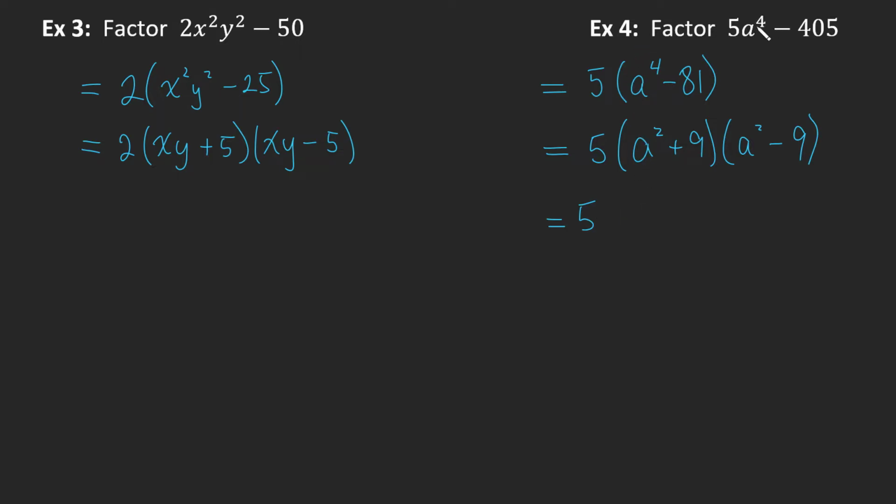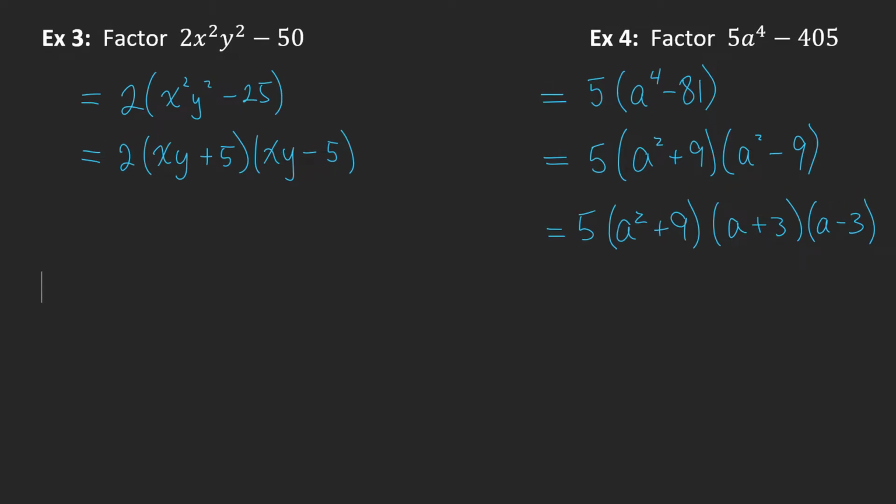So I had the GCF of 5, took it out. I ended up with a binomial that is a difference of squares. So I factored that out. That left me with another binomial on the end that is still factorable. That's a difference of squares. So a plus 3 and a minus 3. And that is as factored as that can get.